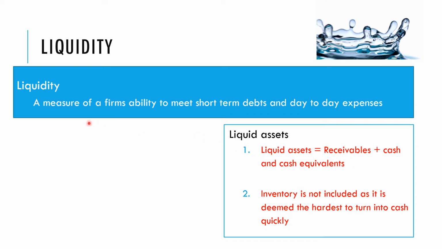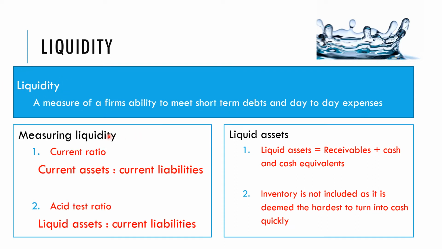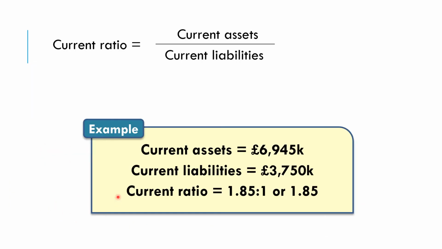And so we're going to look at two ratios here to measure how able a business might be to pay any short-term debts that are arising. And that is the current ratio and the acid test ratio. The current ratio is the current assets divided by the current liabilities. This is an important formula that we should take down in our notes.